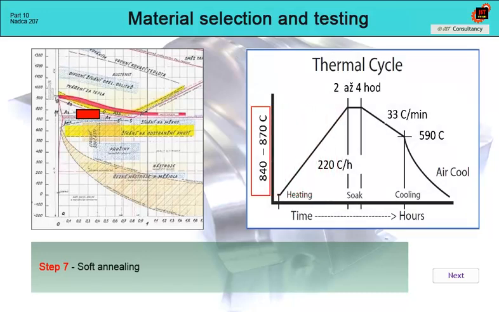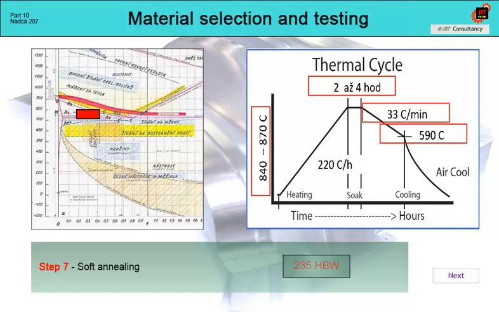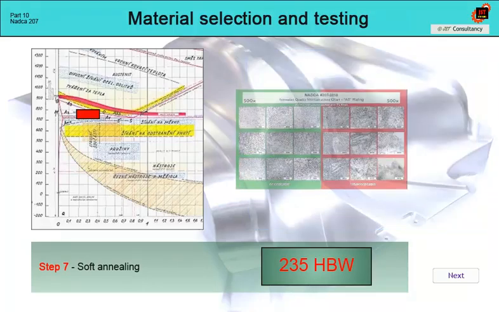Soft annealing is carried out at temperatures of 840 to 870 Celsius. Staying at the annealing temperature is recommended for 2 to 4 hours. Cooling from the annealing temperature should be controlled at a rate of less than 33 Celsius per minute to a temperature of 590 Celsius. Cooling in air follows. The resulting structure should not have a hardness higher than 235 Brinell units, according to NADCA 207.